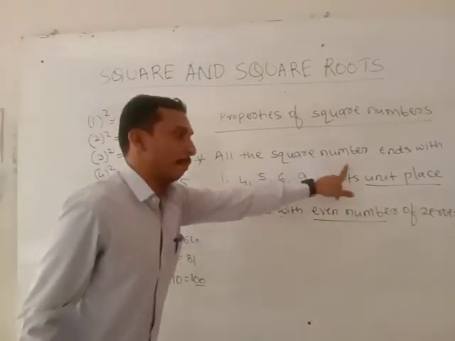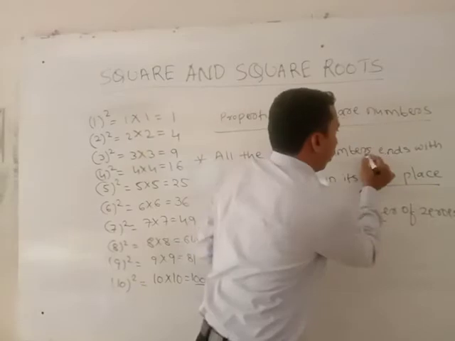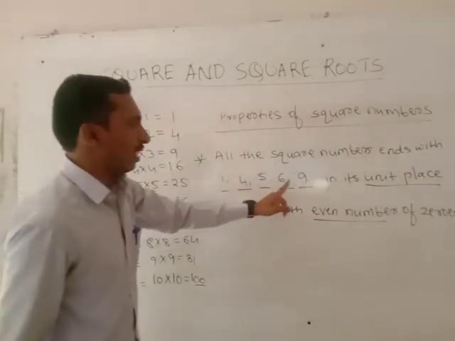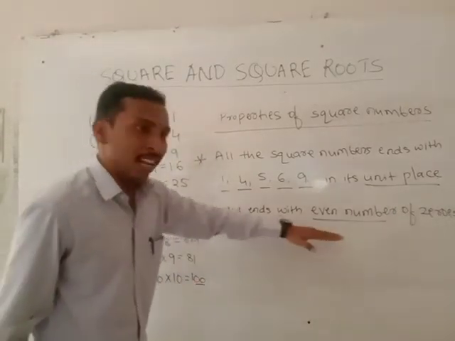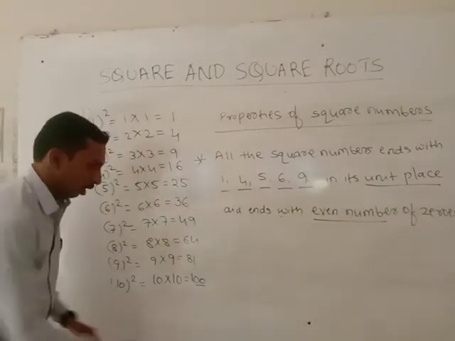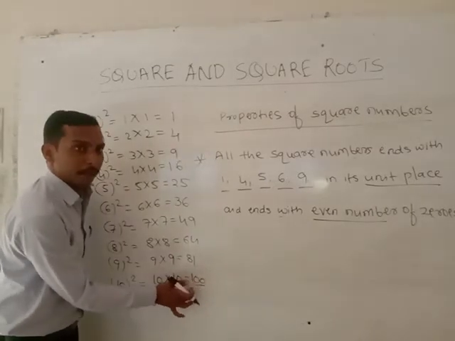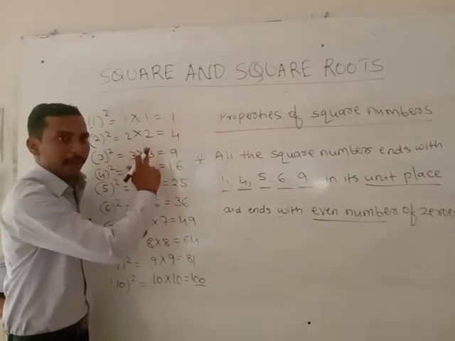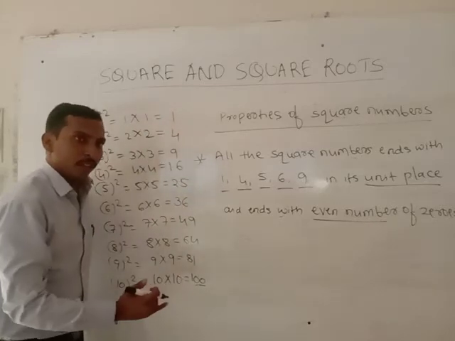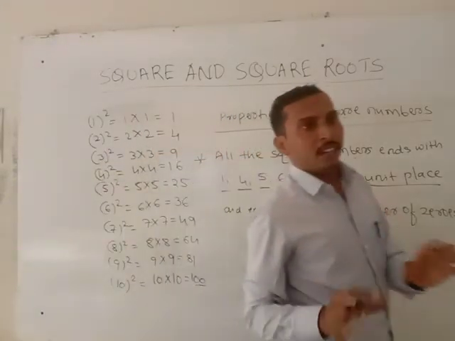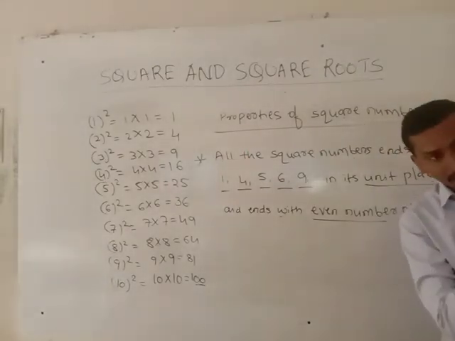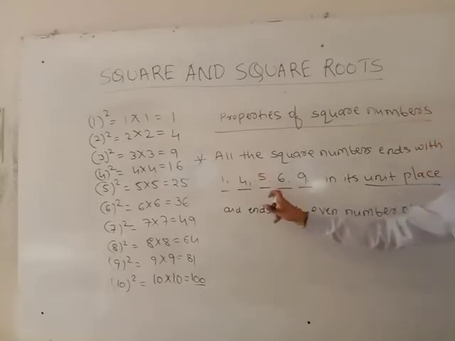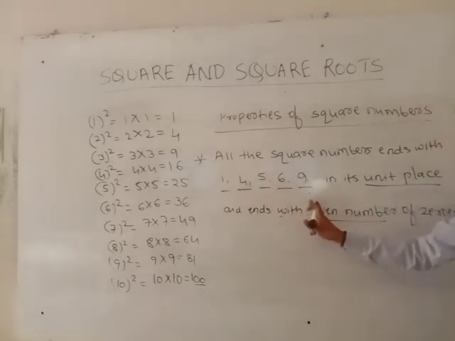All the square numbers end with 1, 4, 5, 6, 9 in the unit place, and also they end with an even number of zeros. Here 100 ends with an even number of zeros. Here 1 is in the unit place, then it is a square number. Understood? So what I am telling you is, all the square numbers end with 1, 4, 5, 6 and 9 in the unit place. The place is very much important.